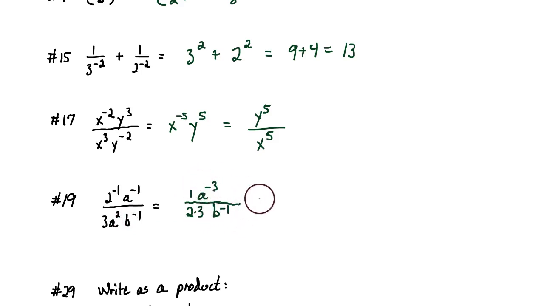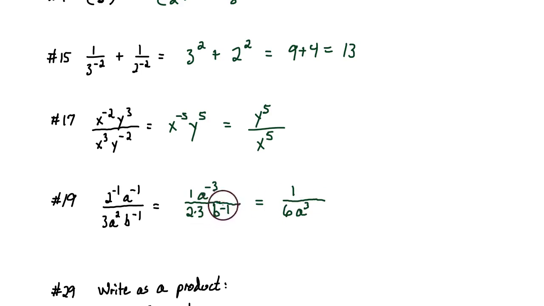Let's fix those negative exponents. In the top we have a 1. In the bottom we have 2 times 3 is 6. What happens to the a to the negative 3? It changes into a to the positive 3 down in the bottom.